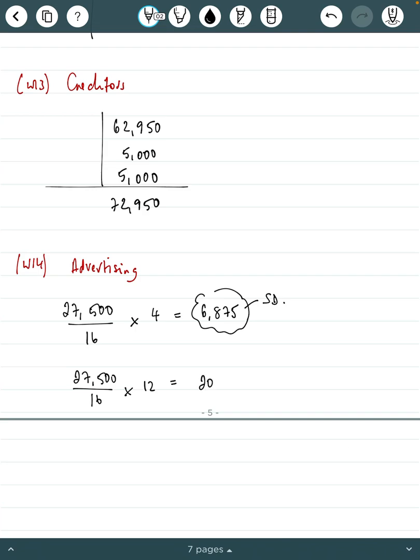Either way, you'll get €20,625, and this is a current asset as it is an expense prepaid.